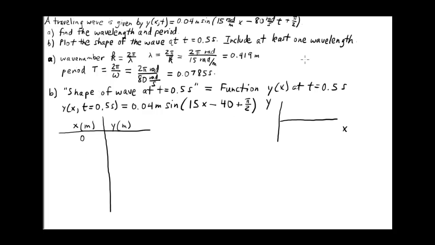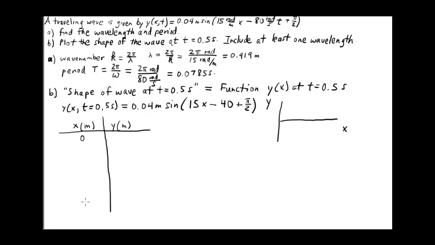Well, we can get a clue by looking at the value of the wavelength. That's why it was a good idea to calculate the wavelength first. So the wavelength is about 0.4 meters. So if we're going to start at x equals 0, we've got to go through to at least 0.418 meters, or 0.419 meters. And let's go all the way to 0.5 meters, just so that we can make sure we capture a complete wavelength.